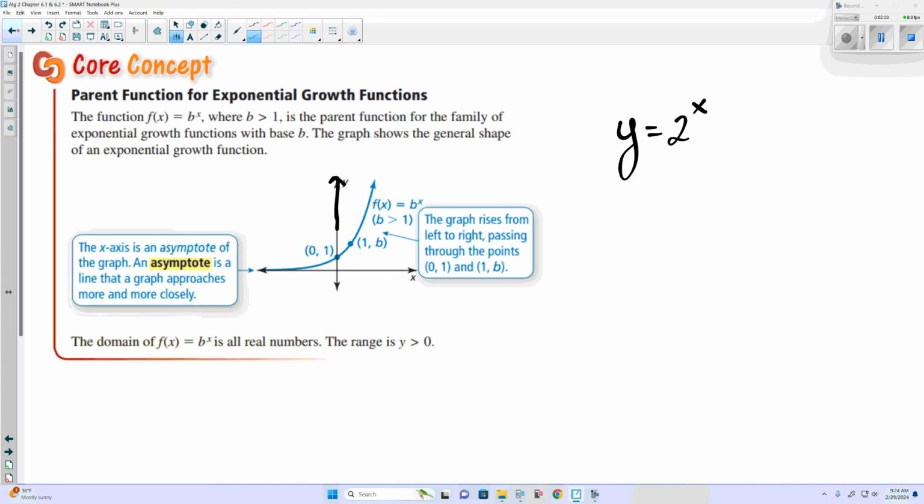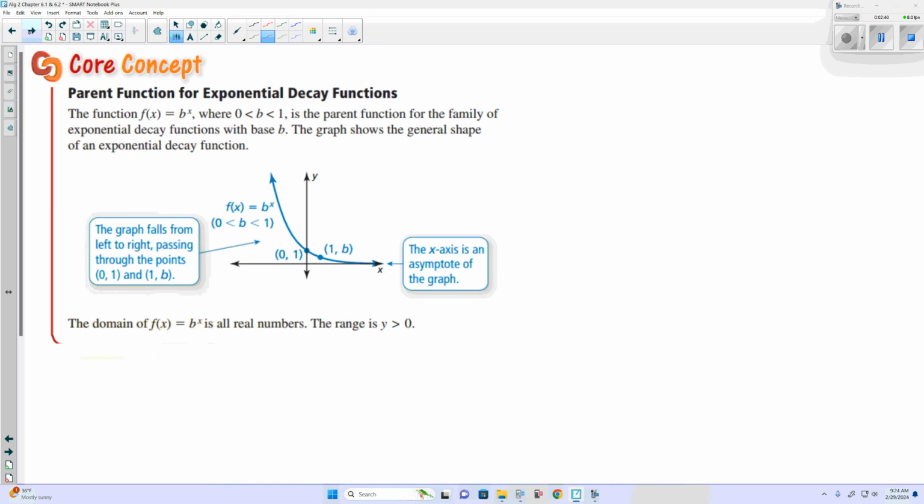is one main thing. It's right here. B, the base. So 2 to the x is exponential growth because 2 is bigger than what? 1. Exponential growth. Exponential decay. The base is between 0 and 1 is decay.